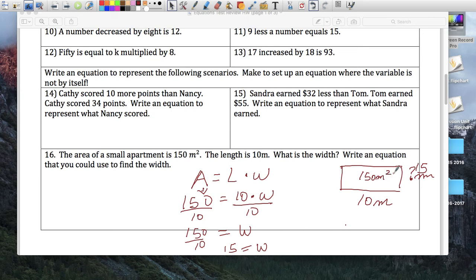Imagine 150 of them next to each other. Obviously this picture isn't showing that, but imagine 150 of these next to each other, and that would give you the size of the apartment. That's what 150 meters squared means: 150 of those squares side by side to shape the apartment. So in this case, it's almost a little backwards. They gave you the area, and you're trying to find one of the pieces that multiplied gave you 150.